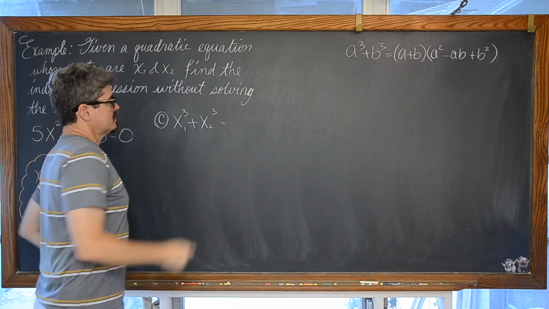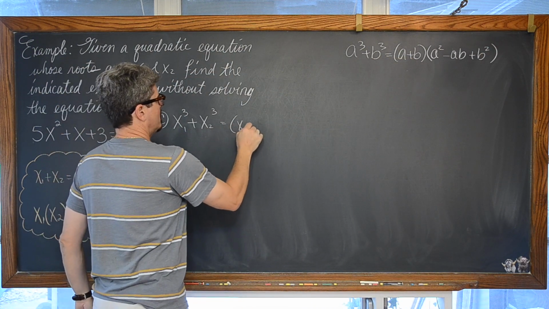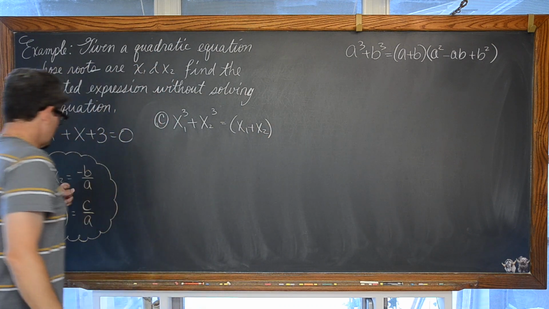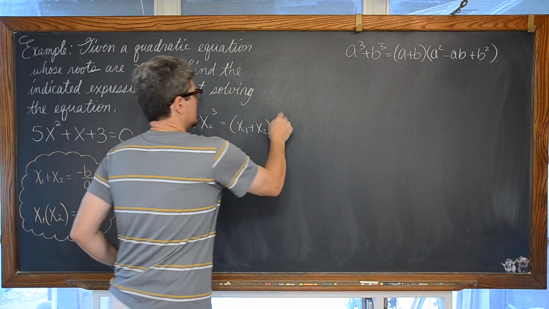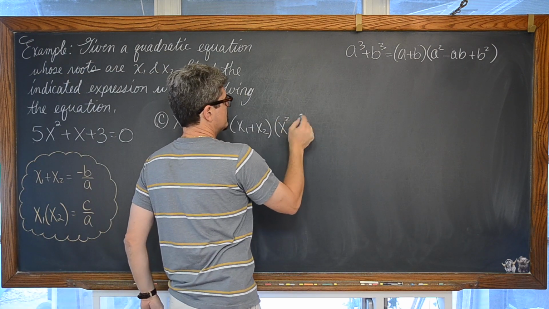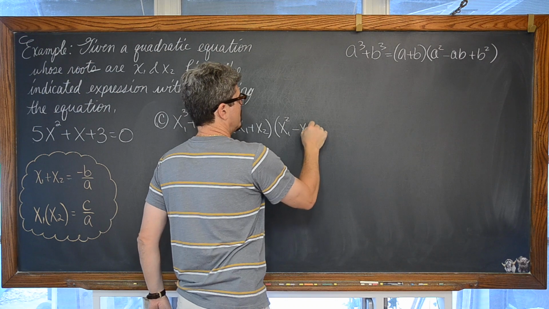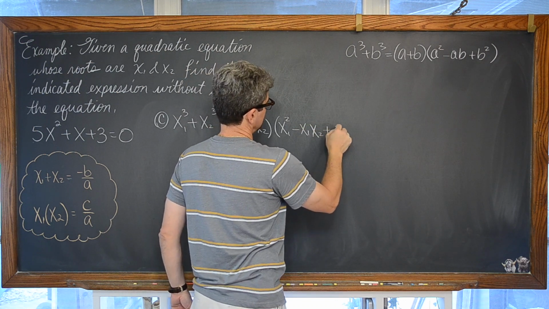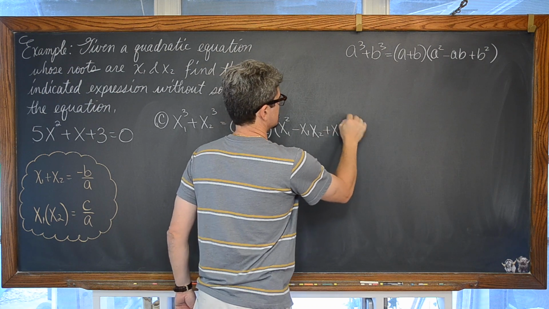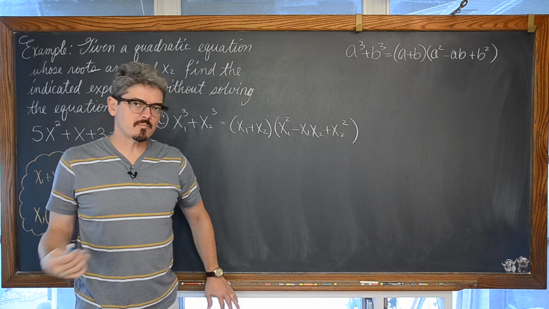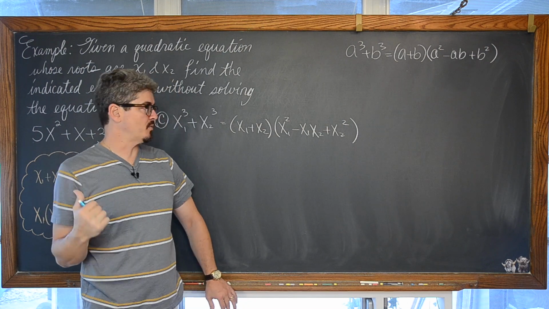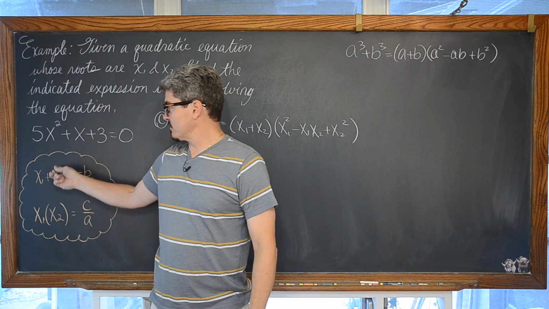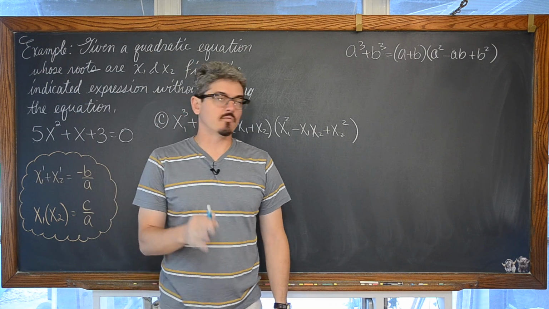So this is equal to x sub 1 plus x sub 2. Well, that's nice. We already got a place that we can plug in our negative b over a times x sub 1 squared minus x sub 1 x sub 2 plus x sub 2 squared. And here we just have the same problem we had in the last example, where we have powers of 2 on our roots, but in terms of sums, we have to have powers of 1.